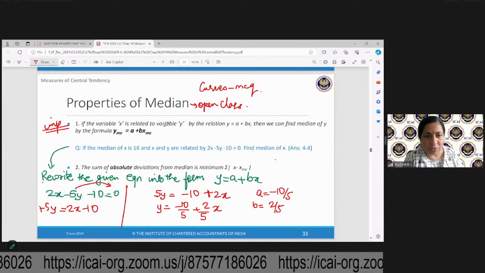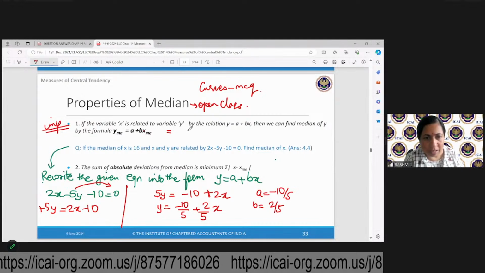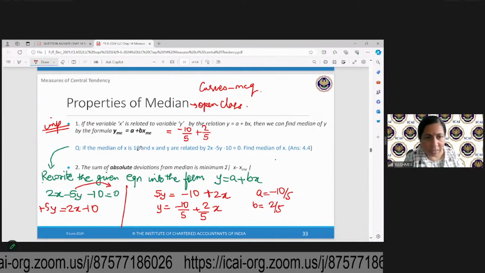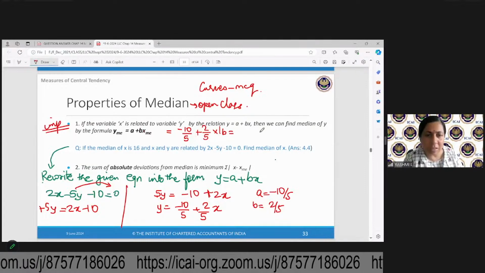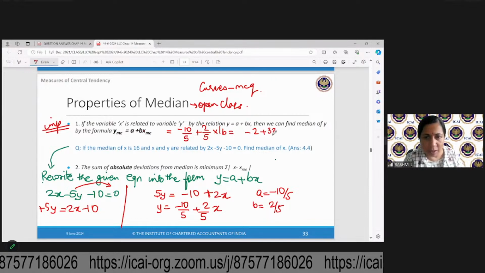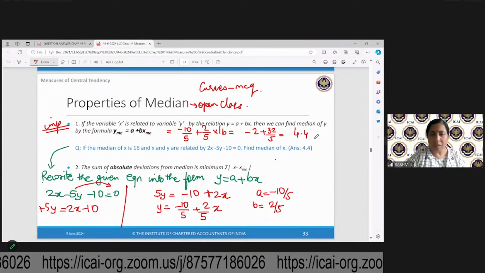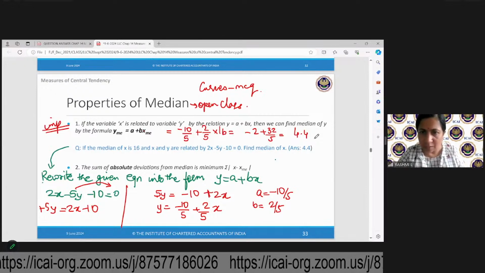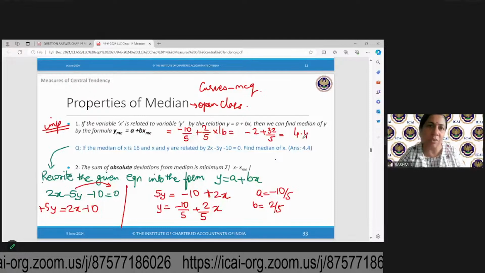Now I have to use this formula: Y median is equal to A plus B X median. So this is equal to minus 10 upon 5 plus B, which is 2 upon 5, into X median. What is X median? That is the median of X, which is 16. So how much is this? Minus 2. And this will be equal to 32 upon 5, so this gives me the answer as 4.4. Okay, so this is how you are supposed to do this sum. Because 32 upon 5 is 6.4, and 6.4 minus 2 will give you 4.4.